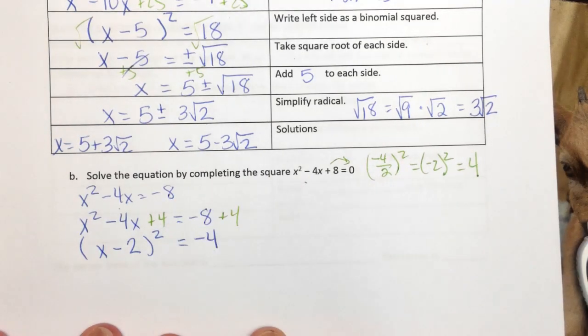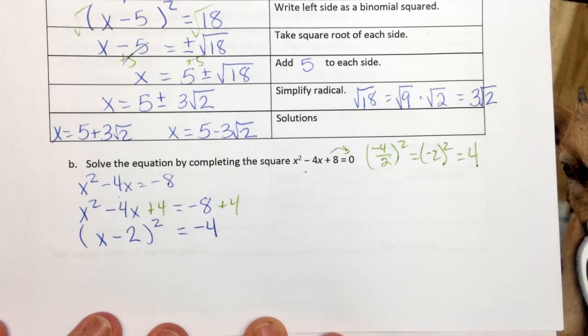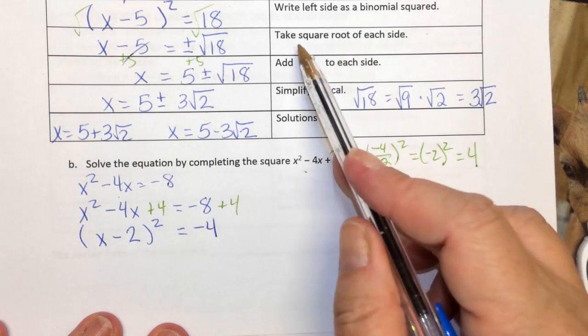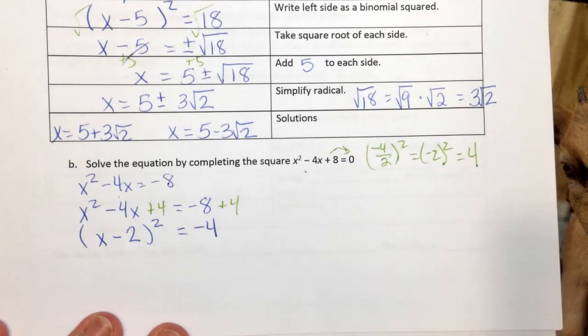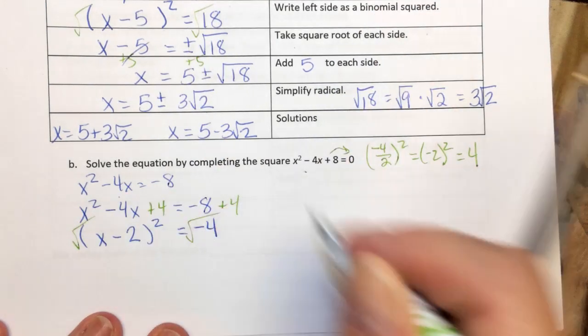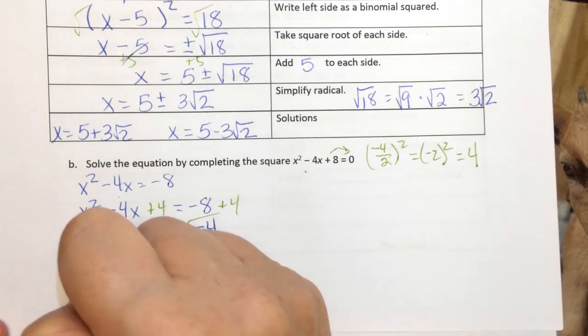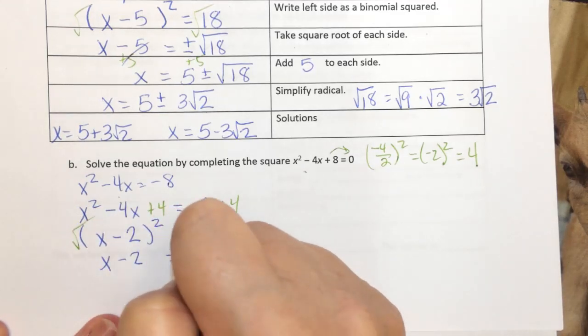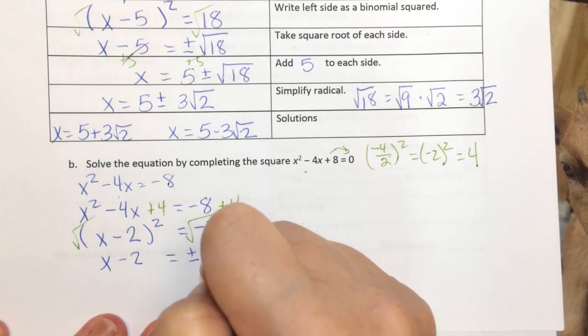Negative 4. So if you look back up, we wrote the left side as a binomial squared. We are now on this step: take the square root of each side. So now we're going to take the square root of both sides. So we have x minus 2 equals plus or minus the square root of negative 4.